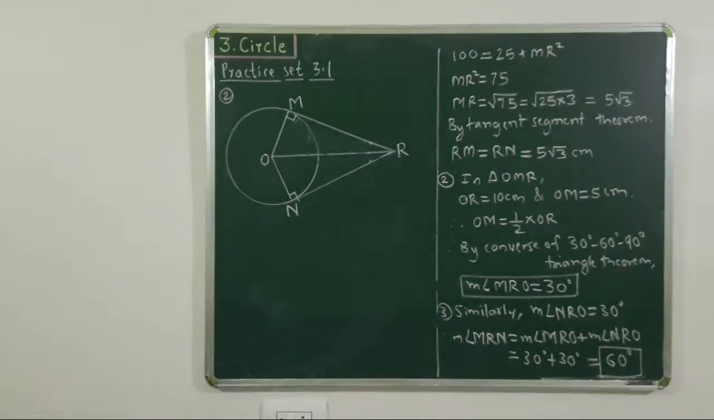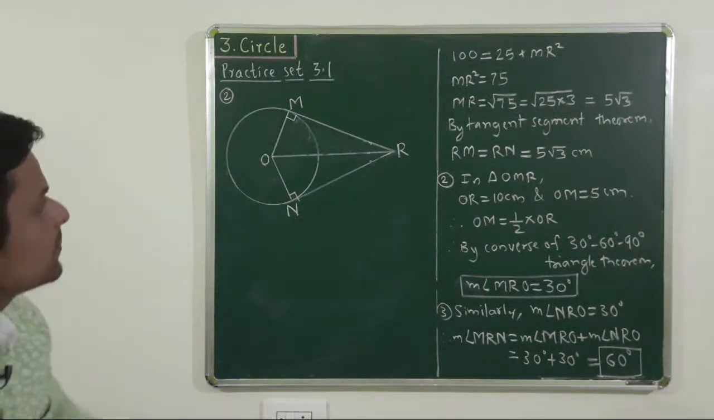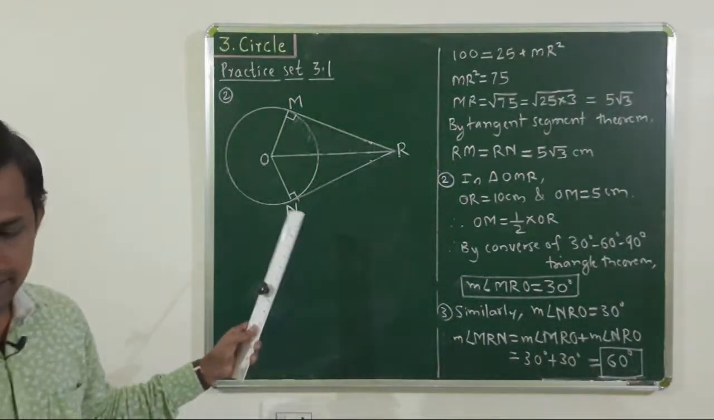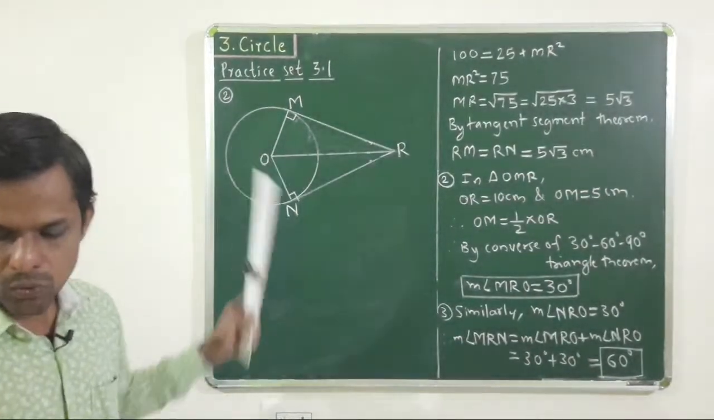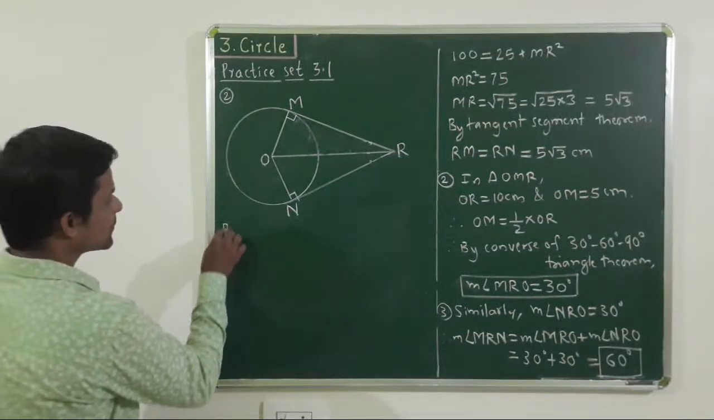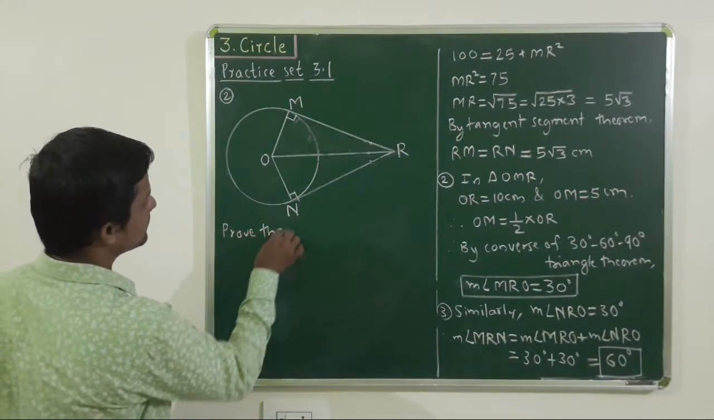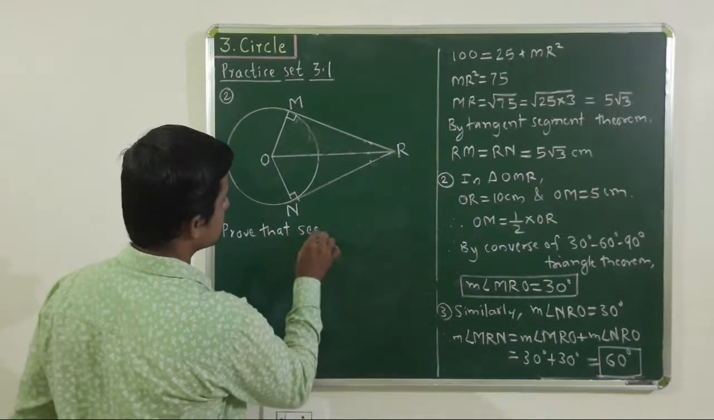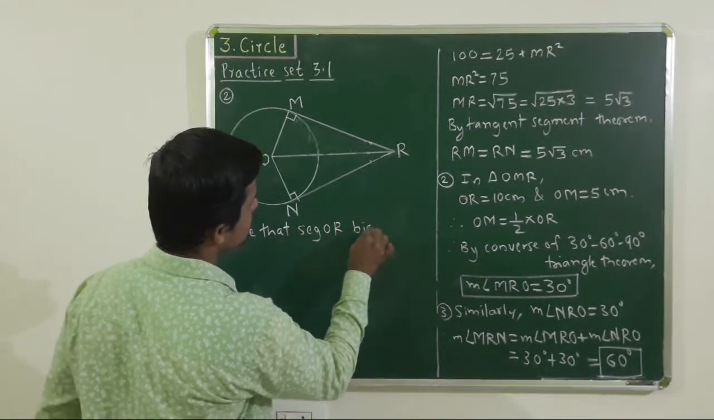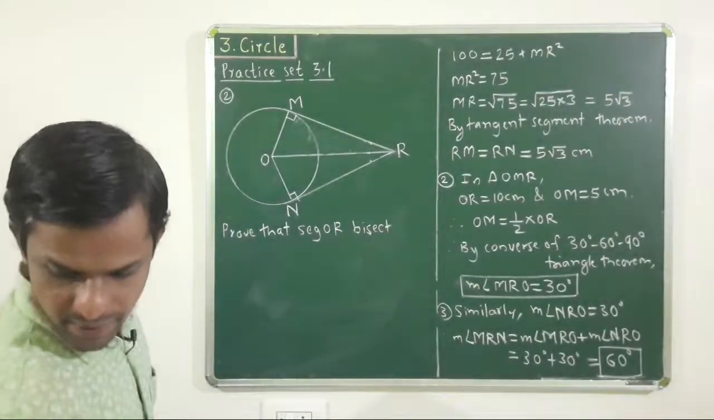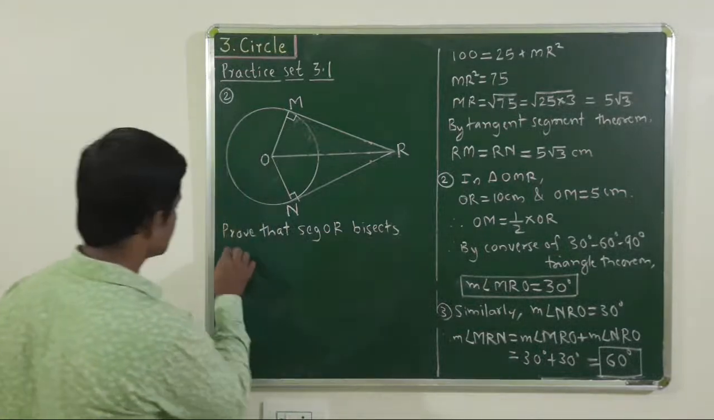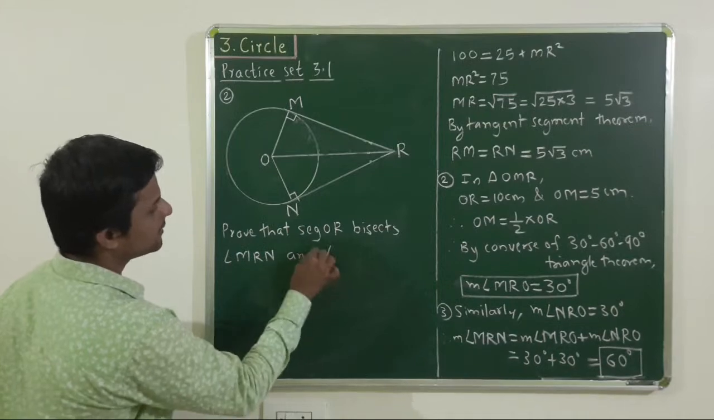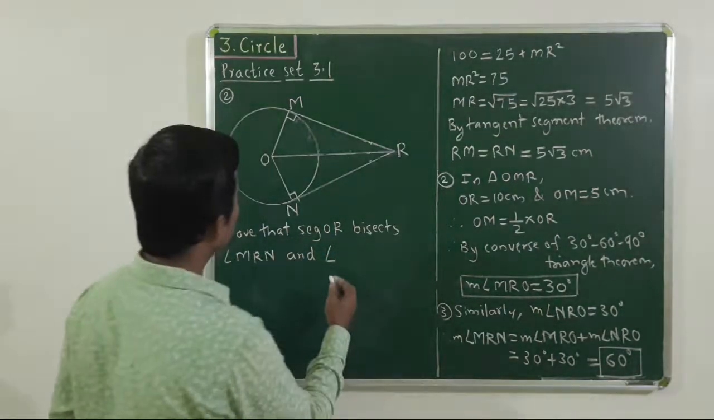Example number 3. What is given? Segment RM, names are also same. Segment RM and segment RN are tangent segments to a circle with center O. Prove that segment OR bisects angle MRN and angle MON.